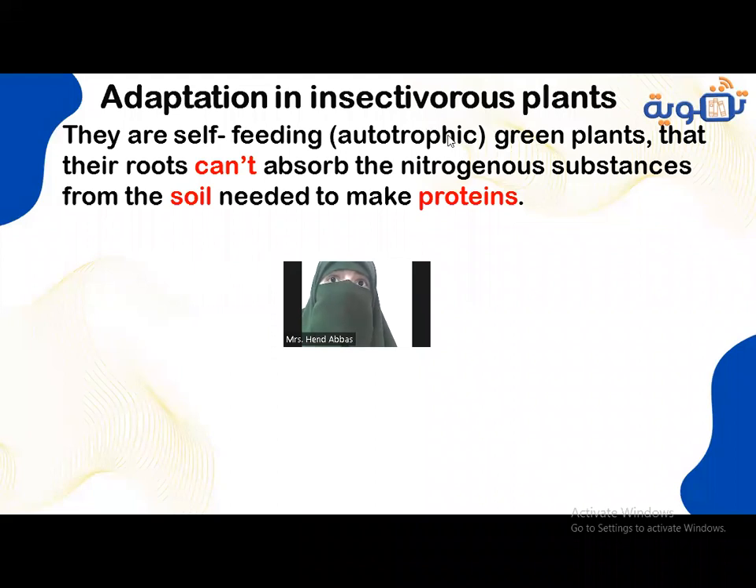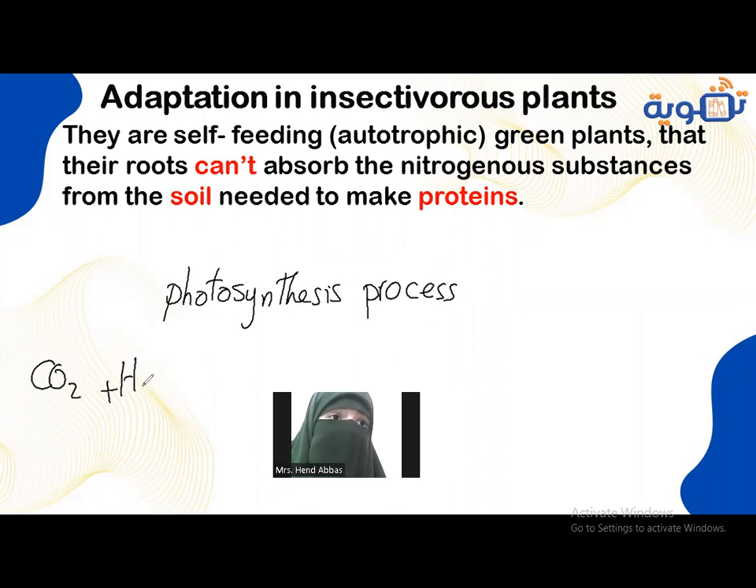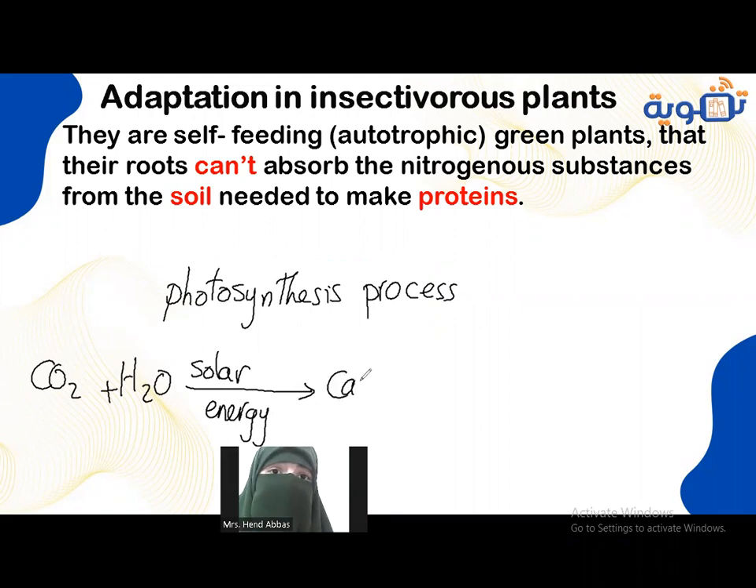Okay, so let's change the color. The plants do photosynthesis process. The plants use carbon dioxide, water, and in the presence of the solar energy, they will make carbohydrate. So the plants take the carbohydrate, don't absorb it from anywhere. The plants can make their own food.